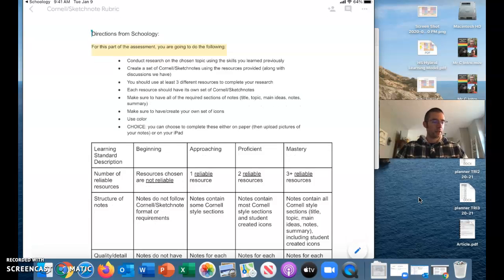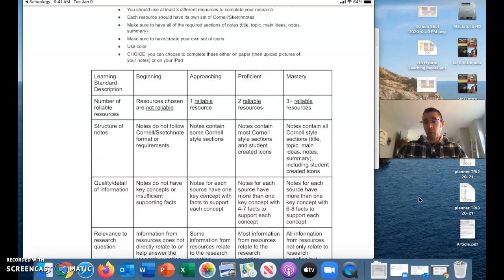Okay. First, and important, is that you have reliable resources. Remember, if you're still having a hard time determining if something's reliable or not, use the link in the research folder for the CARP or CRAP test. Extremely important that you're using information that's reliable. Okay, mastery level is 3 or more reliable resources.